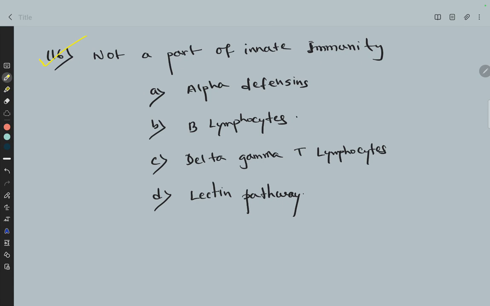Question number 116: which of the following is not a part of innate immunity? Options are alpha-1 antitrypsin deficiencies, B lymphocytes, gamma delta T lymphocytes, and lectin pathway. The right answer is B lymphocytes.